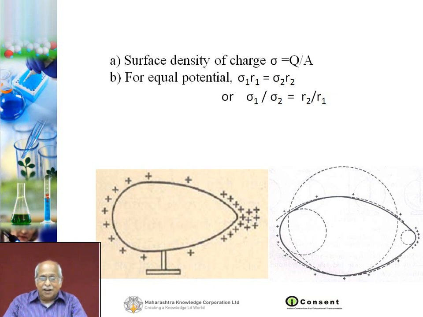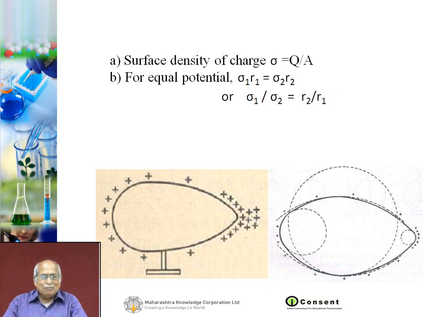And then at the right extreme, radius of curvature is very, very small. Radius is very small, so surface density is large. So whatever charge is given to the pear-shaped conductor, large part is at the right hand side. Somewhat smaller at the left side and very small at the bottom side or top side. So distribution of charge is not uniform. More charge where radius is smaller, less charge where radius is greater.